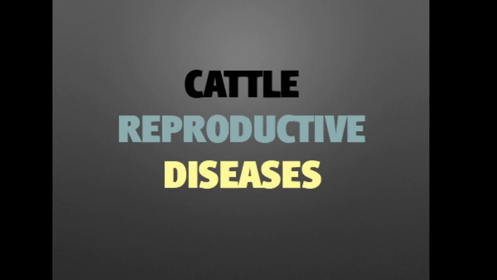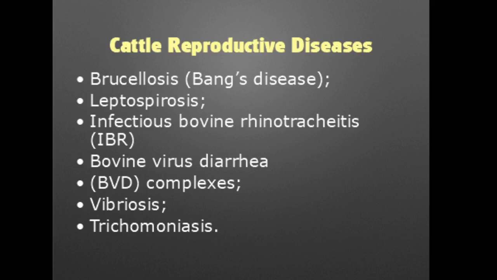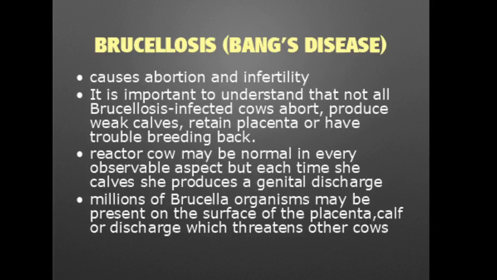Hey everyone, today we're going to talk about the most common reproductive diseases in cattle. Included here would be brucellosis or Bang's disease, leptospirosis, infectious bovine rhinotracheitis, bovine virus diarrhea, bovine virus diarrhea complexes, vibriosis, and trichomoniasis. Let's start first with brucellosis or Bang's disease.